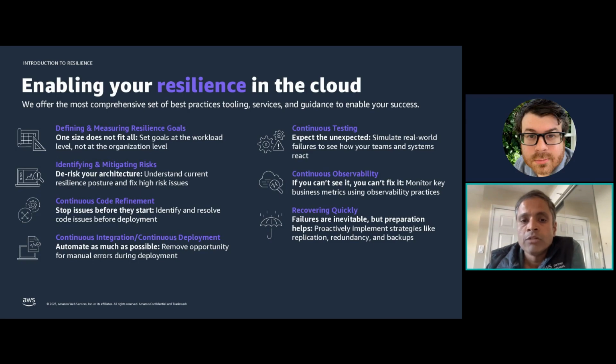Finally, talk about recovering quickly. Failures are inevitable, but preparation can help minimize that impact. So, to fail over gracefully, the underlying data that supports your application must be resilient, and proactively implementing some of the data resilience strategies, such as replication, redundancy, and backups, can help.